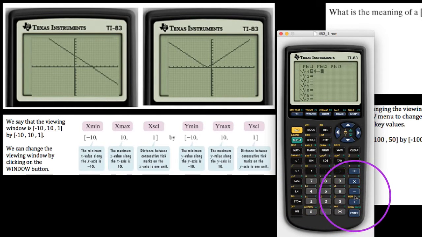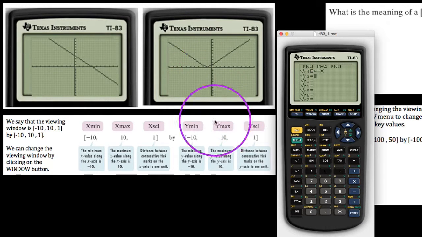Now, there's a difference between this key and the subtraction key. You want to use the subtraction key to indicate subtraction, whereas you use this key to indicate negative. So we have 4 minus x, and then the other thing is that our x key is this button right here to the right of our alpha key. So 4 minus x, we're going to put this in for y1, our first equation. I'll hit enter, and then we'll go down here.